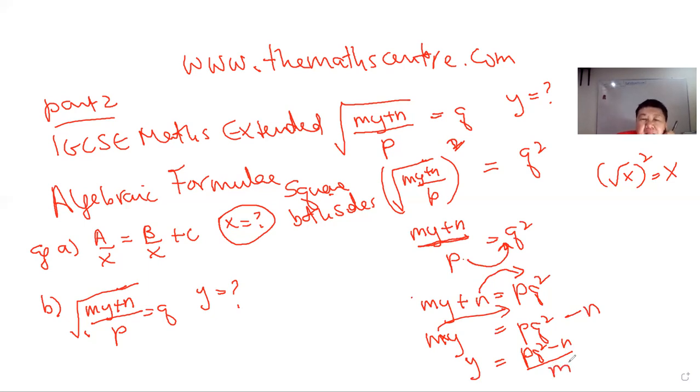And there you go. The value of y is finally y equals pq squared minus n, the numerator, whole thing divided by m. And y is the subject. Okay? So for this, you can play this video again.